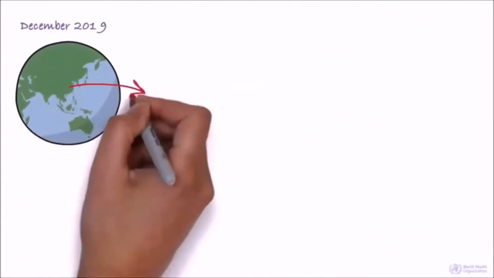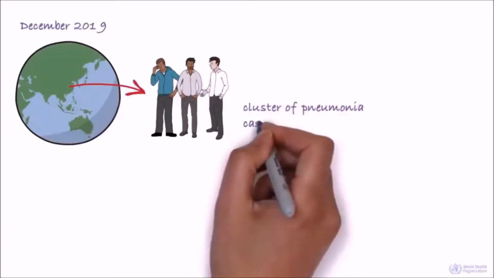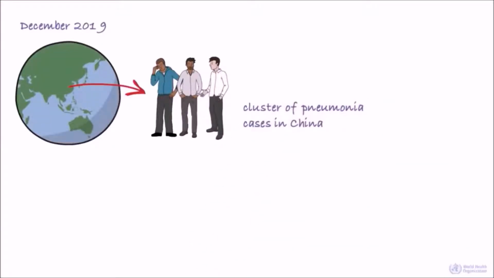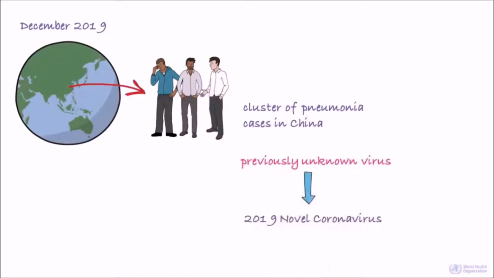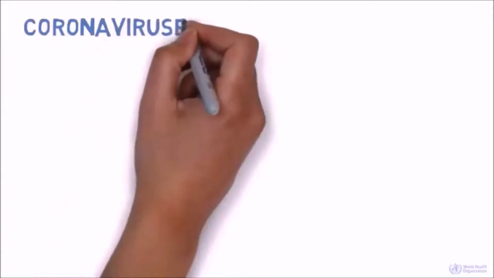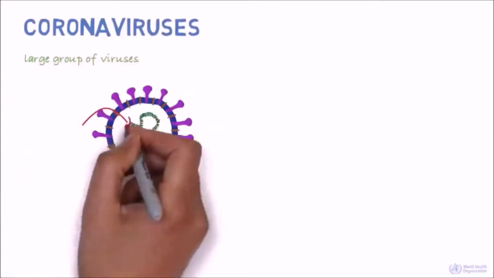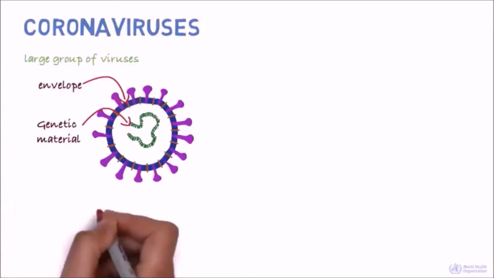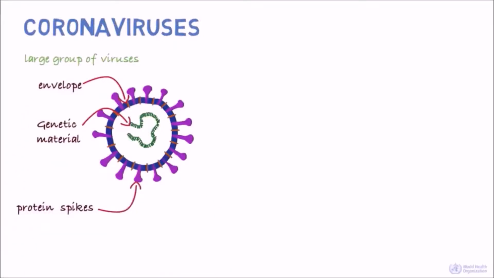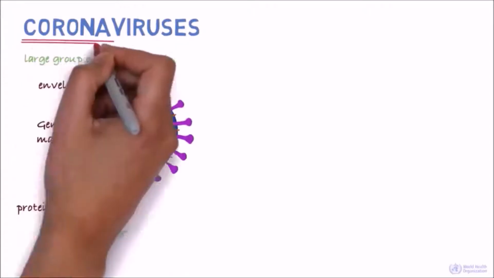In December 2019, there was a cluster of pneumonia cases in China. Investigations found that it was caused by a previously unknown virus, now named the 2019 novel coronavirus. In this video, we'll take a quick look at what's currently known about the virus. Keep in mind that this is a new virus, and what's known about the virus now might change in the future. Coronaviruses are a large group of viruses. They consist of a core of genetic material surrounded by an envelope with protein spikes. This gives it the appearance of a crown. Crown in Latin is called corona, and that's how these viruses get their name.